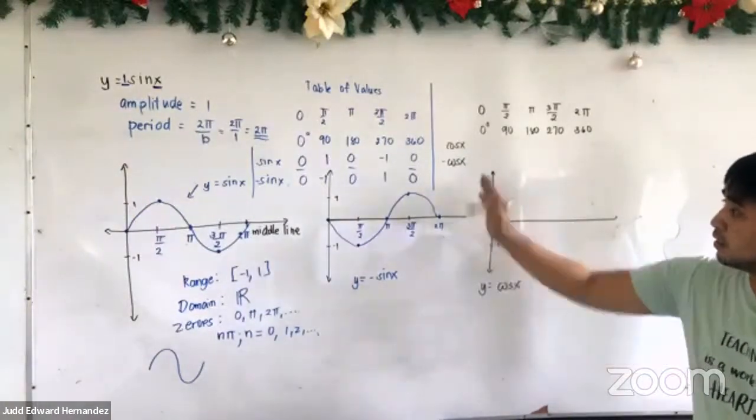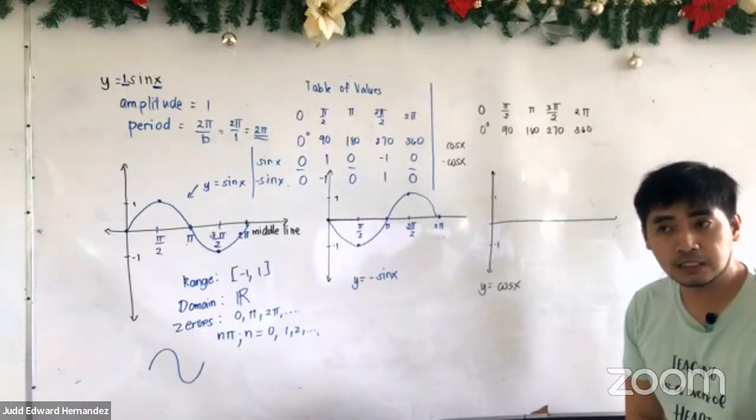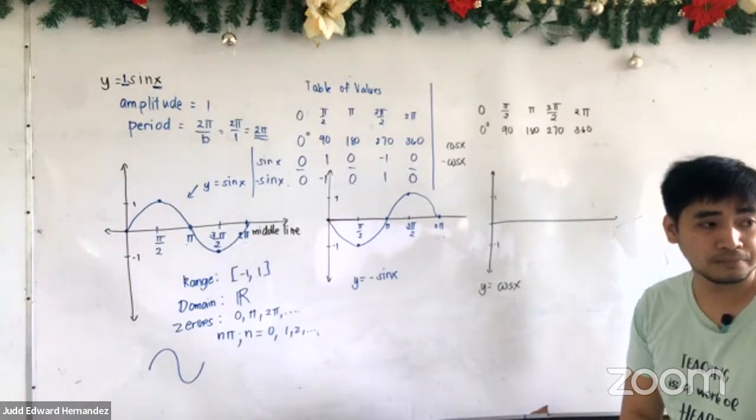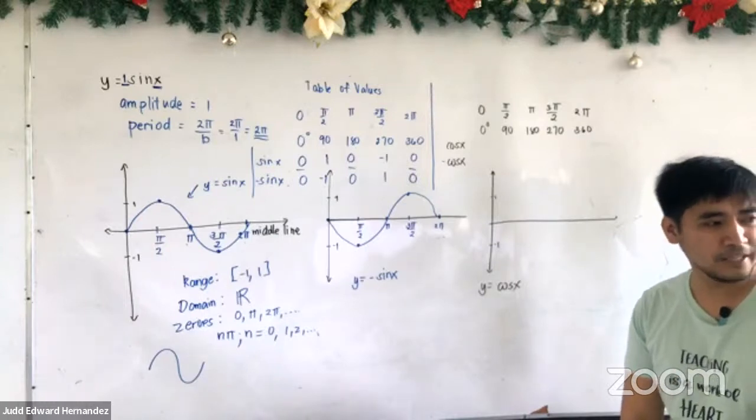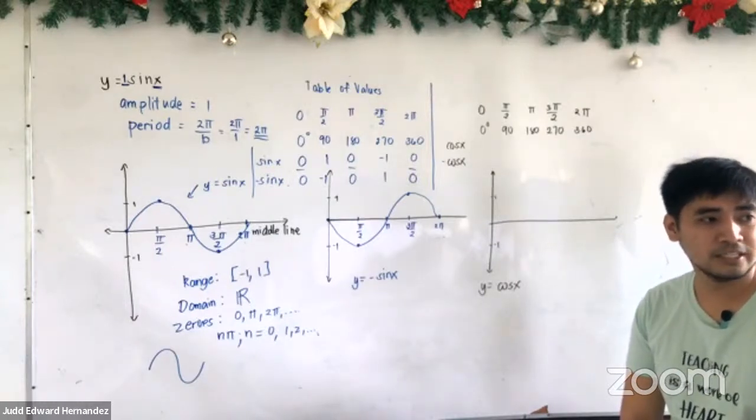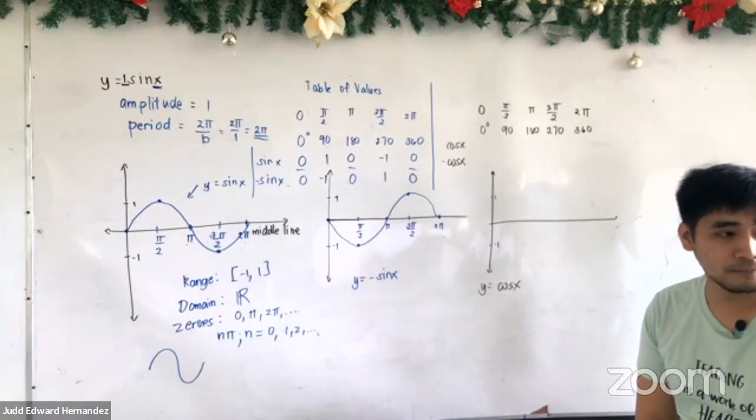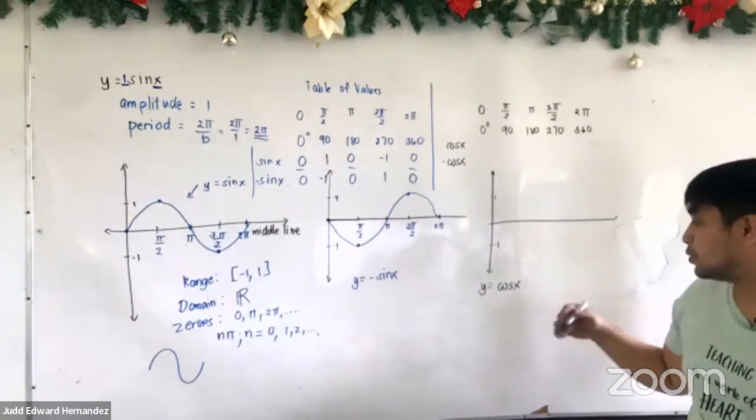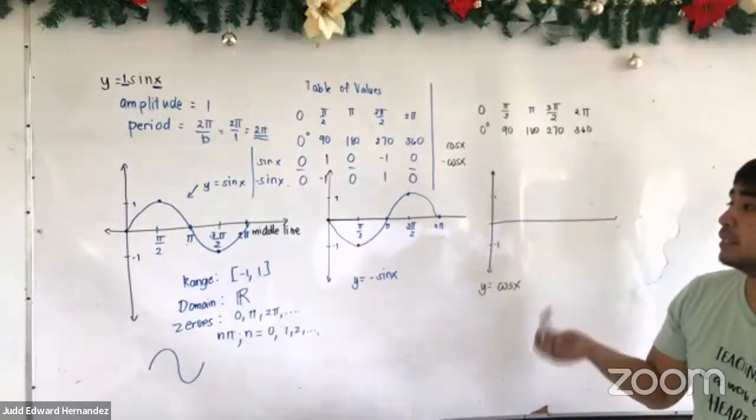Since we do not have a coefficient of x, what happens? The period would be what? Ano yung period natin? The period is, what is the period? 2 pi po. Okay, so our period would be 2 pi. So in this case, may value na tayo ni amplitude at the period.